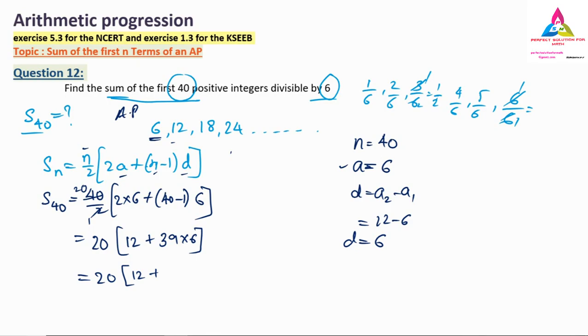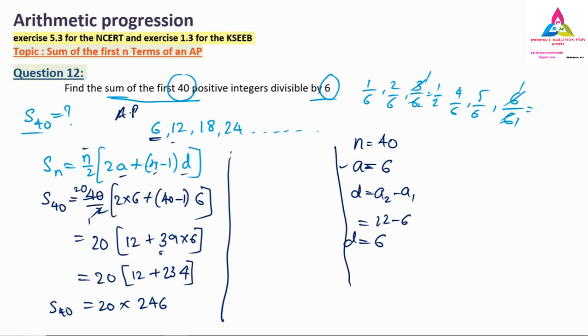So 6 ones are, the table you know, you multiply that: 6 nines are 54, 5 will remain as carry, 6 threes are 18, 18 plus 5 is 23. The next step is 20 into 12 plus 234, which is nothing but 246. Okay, I will write it down here now. This is S40 actually. The final one calculation we have: S40 is equal to 20 into 246, we have to calculate.